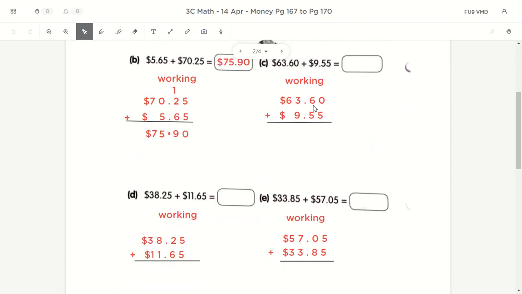Okay, so part C, let's start working it out. These are all addition. So 0, 5 will be 5. 6, 1, 6, 5 will be 11. Make sure you do the regrouping over here. 1, 3 is 4. 4 plus 9, 13. Regrouping 1 as well. 1, 6 will be 7. So the answer is $73.15.